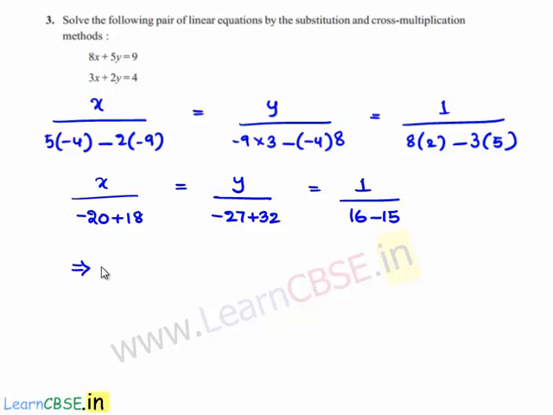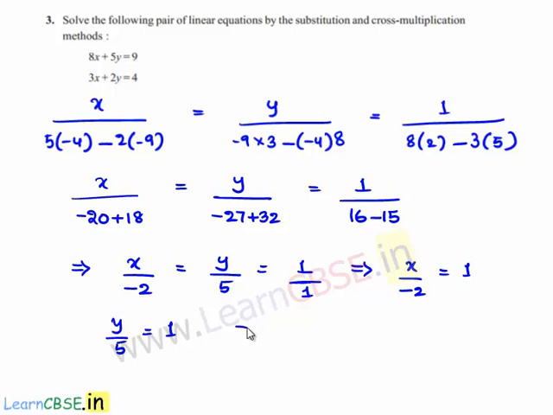So that implies x by minus 2 is equal to y by 5 is equal to 1 by 1. So we can write x by minus 2 is equal to 1 and y by 5 is equal to 1. So x is equal to minus 2 and y is equal to 5. Therefore, the required solutions are x is equal to minus 2 and y is equal to 5.